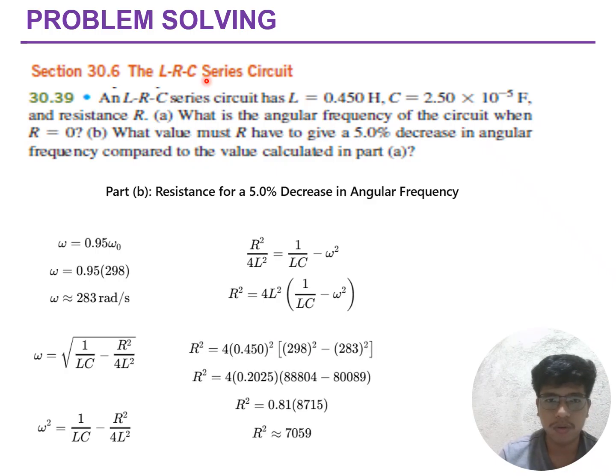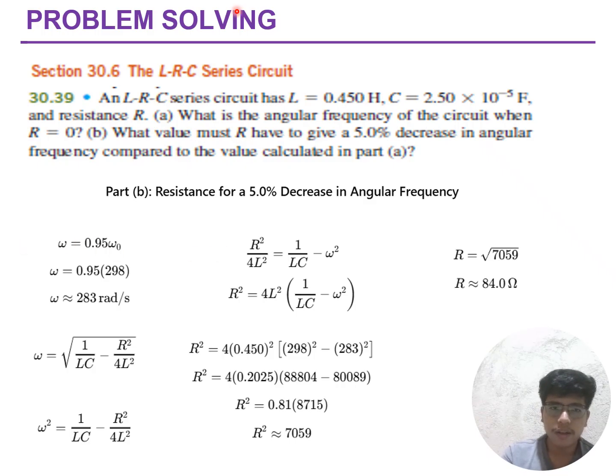we need to substitute the values. So in substituting the values, we have 4 times 0.50 squared, then times 2.298 squared minus 0.803 squared. Then after that, we have this equal to 4 times 0.2025 times 8.804 minus 8.089. So R squared is equal to 0.81 times 8715. So the final answer is R squared is equal to 7059.